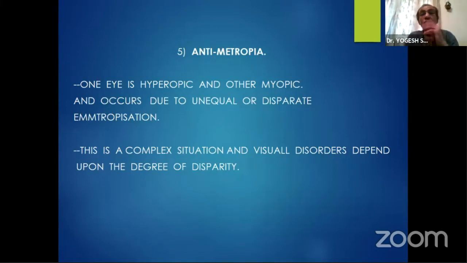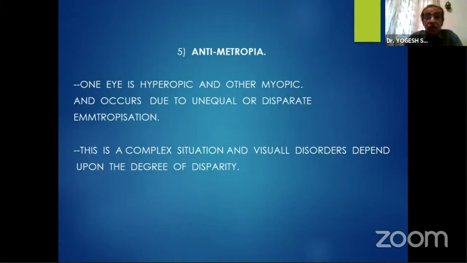This occurs due to unequal or disparate emmetropization. It means that in one eye, because of the disparate emmetropization, one eye remains hyperopic while the other eye may develop myopia, because the process of emmetropia results in the enlargement of the eyes. We all know that from 17 to 24 millimeters. So therefore, the eye cannot shorten. That is one of the biggest things in cases where myopia is developing.